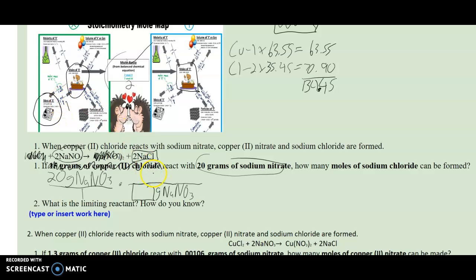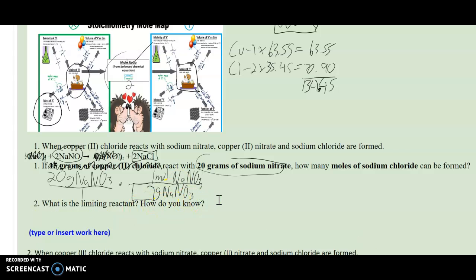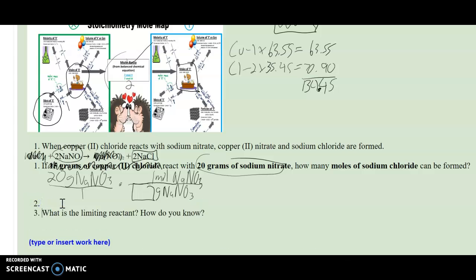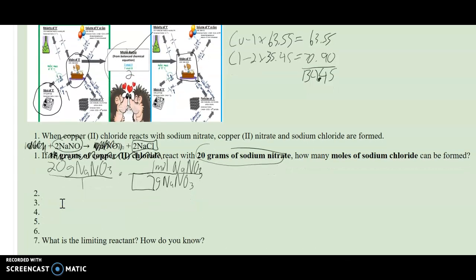It tells you to write 1 mole of the thing you're starting with, which is NaNO3, over the grams. Well, I don't know. Oops, wrong side. I've got to show some work.